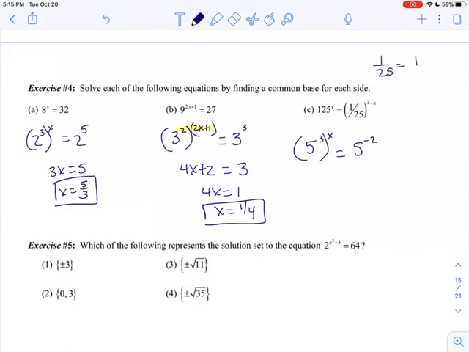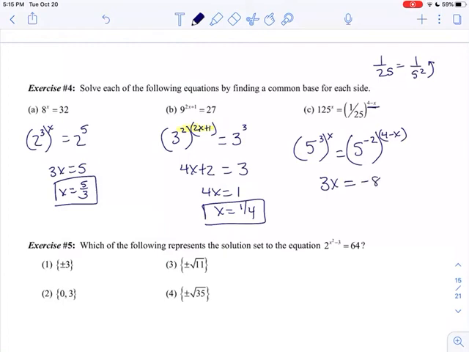1 over 25 is really 5 to the negative 2. Right? 1 over 25 is 1 over 5 squared. But I don't want anything in the denominator. I need to bring that back up, so it's just 5 to the negative 2. But don't forget, don't lose that 4 minus x.